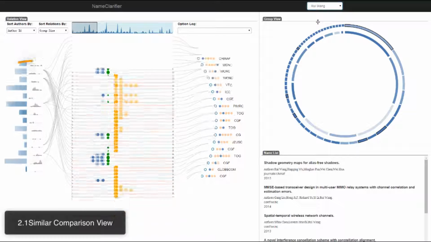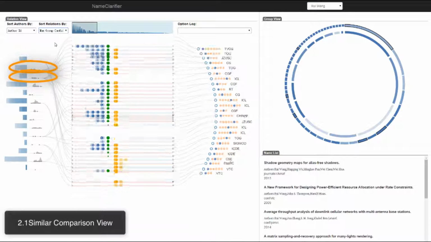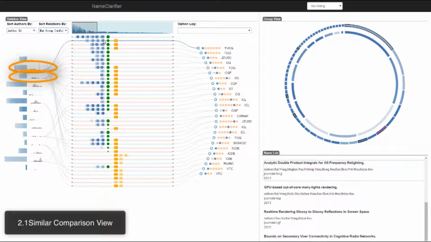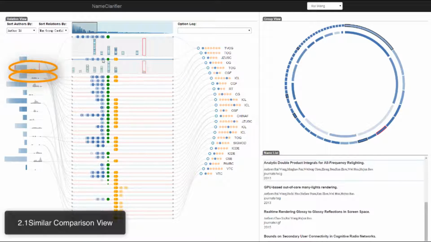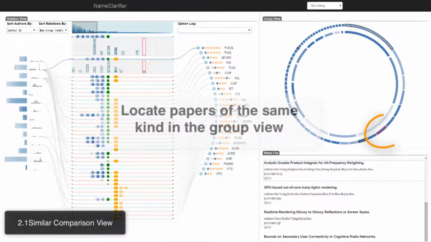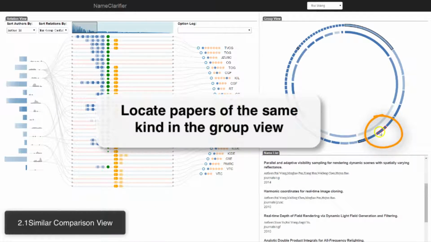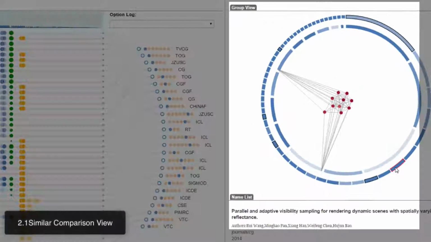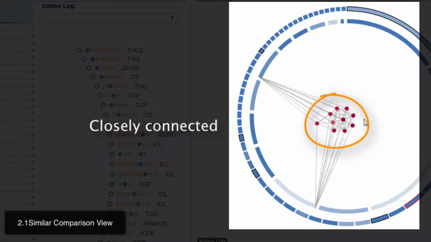In this case, RE13 and RE14 are very similar. They share overlapped research areas, similar co-authors on many papers, and they have even collaborated with each other. Therefore, many ambiguous papers have similar comparison links and temporal views with these 2 confirmed authors. These papers are all in one ambiguous author arc, and they are densely connected in the force layout.